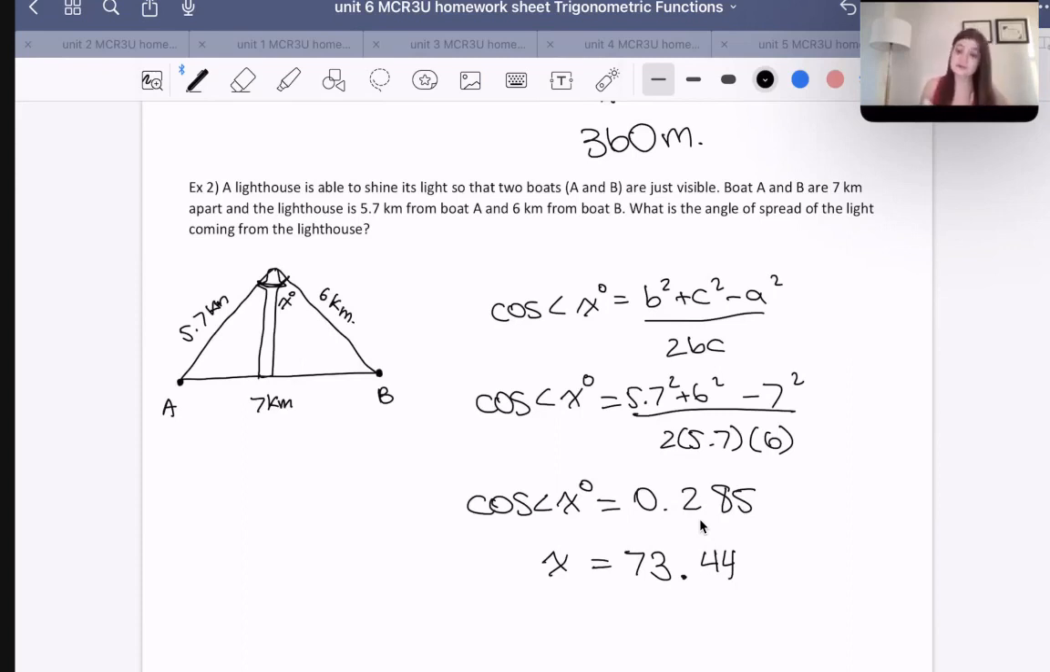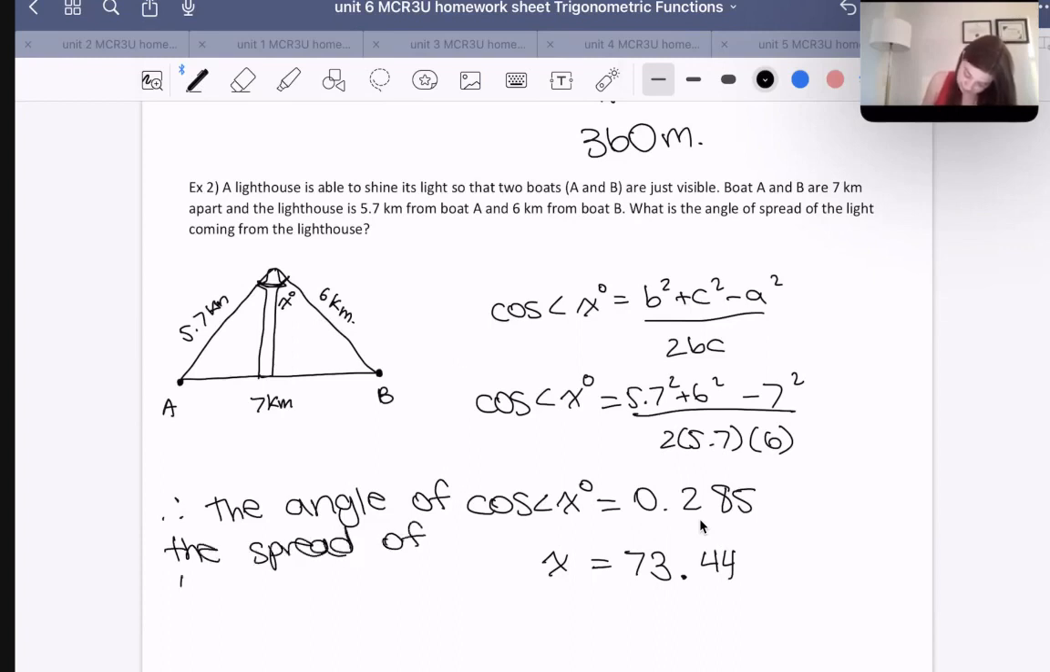So let's put that in. The angle of the spread of light is about 73 degrees, and that's perfectly good, right?